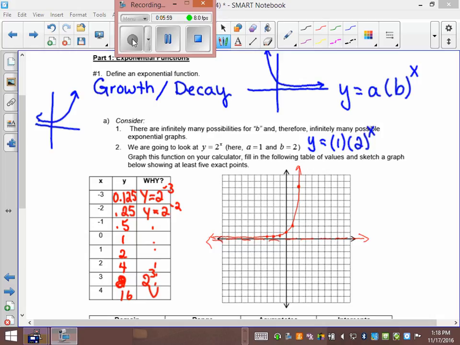Don't worry about that. It's just the same thing. You're just going to the -1, to the 0, to the 1, to the 2, to the 3. So would this be a growth or decay? It's growing, right? It's going from smaller y values all of a sudden to really big y values. As your x increases, your y increases. So it's growing. Okay?